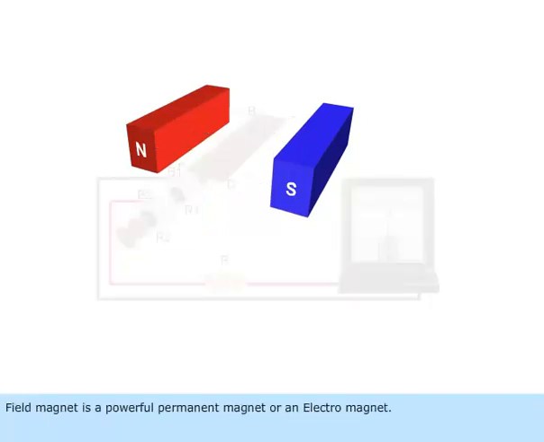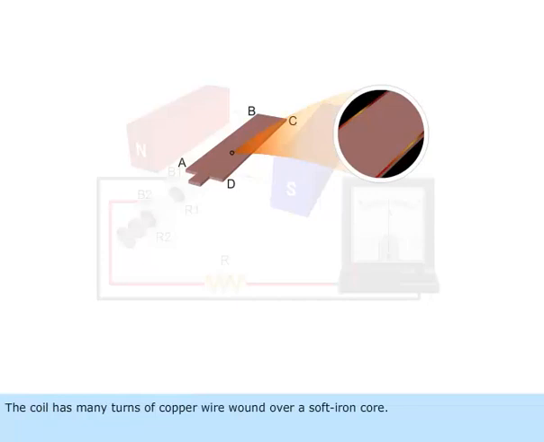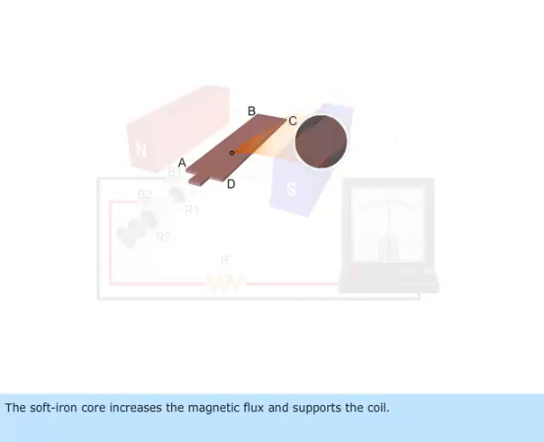Field magnet is a powerful permanent magnet or an electromagnet. Armature is a rectangular coil ABCD. The coil has many turns of copper wire wound over a soft iron core. The soft iron core increases the magnetic flux and supports the coil.